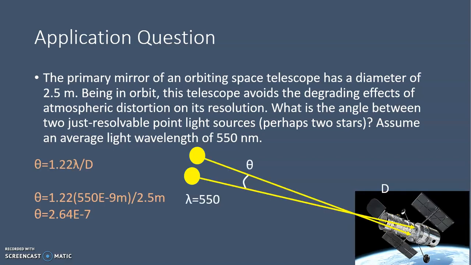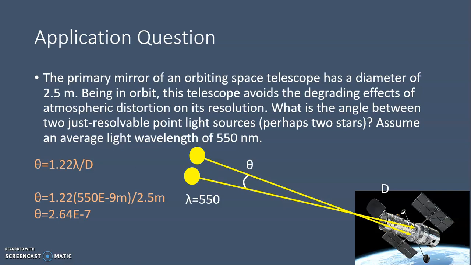Okay, so our equation for the Rayleigh criterion is theta is equal to 1.22 times the wavelength of the light divided by the diameter of the circular aperture. So here I've drawn up a diagram. As the light travels, it's going to pass through the circular aperture, and it has a specific diameter. That is going to produce a certain angle, theta, and our light source has a specific wavelength associated with that light.